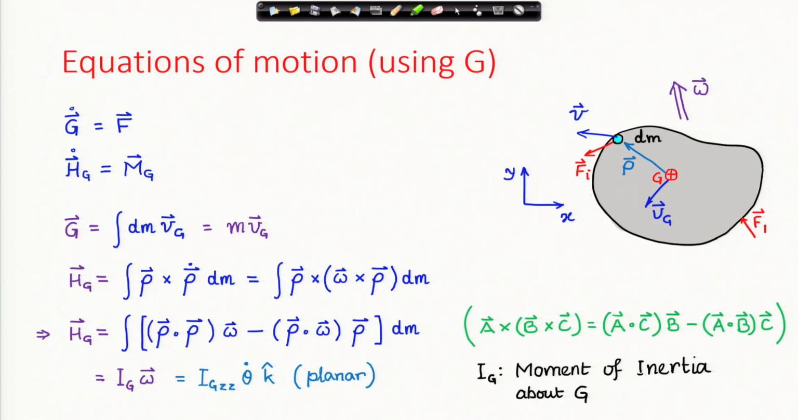And if you consider this representation of omega as some theta dot k cap, then I have the moment of inertia about the z axis, that is the precise definition, times theta dot k cap for the planar situation is equal to h g, the angular momentum about g.